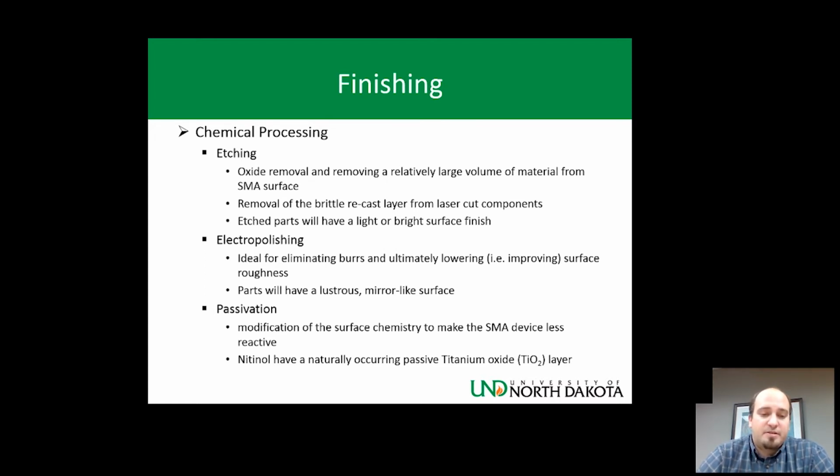Passivation is the modification of the surface chemistry to make the SMA device less reactive or more resistant when exposed to certain environmental factors. SMAs, like nitinol, have a naturally occurring passive titanium oxide layer that forms on the surface. As a result, different passivation techniques have been developed for nitinol medical devices, such as chemical passivation or even boiling in water.